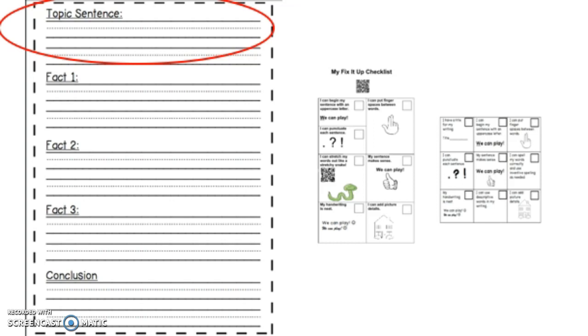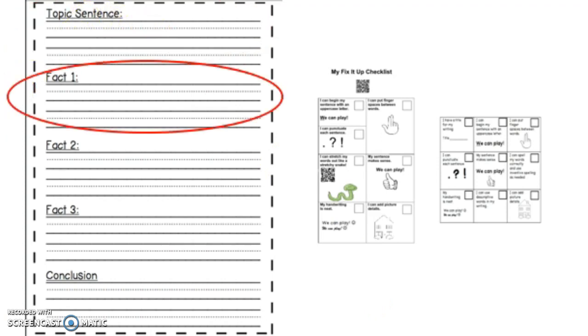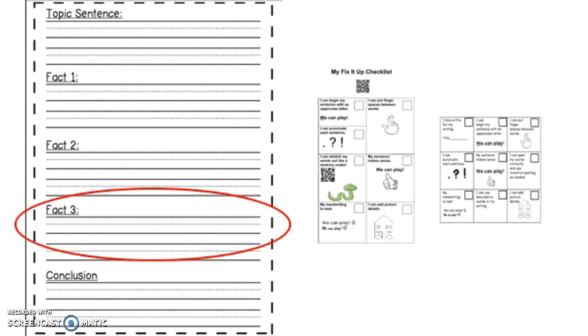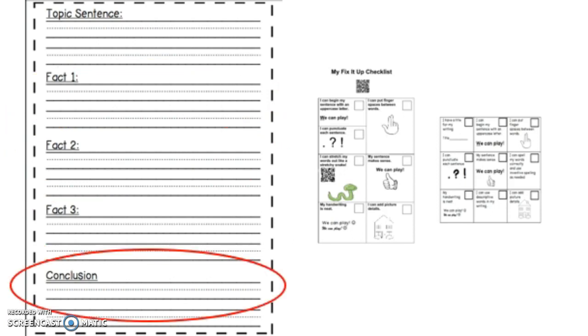Now it's time for you to get your Fix-It-Up checklist, and you're going to go through each sentence to make sure you have everything you need. So you'll have to erase it after each sentence. Check your topic sentence. Pause the video while you do that. Then I want you to check fact 1, fact 2, fact 3, and the conclusion. When you're done checking all of your sentences, put it in your folder and check that off of your activity list and go on to your next activity.